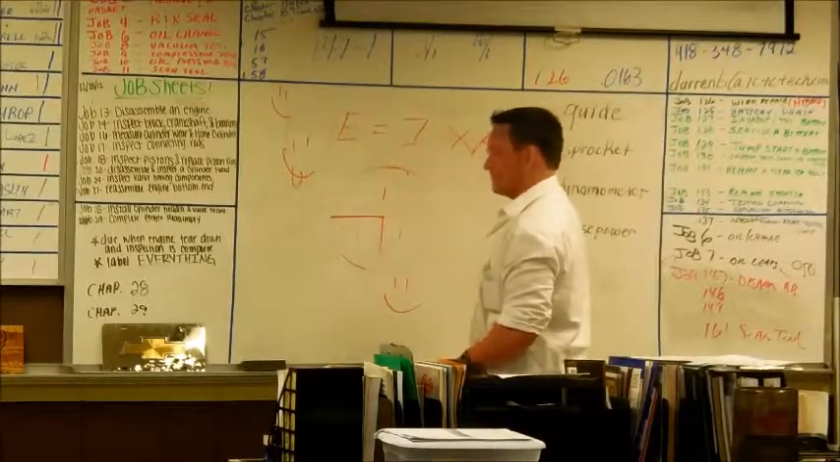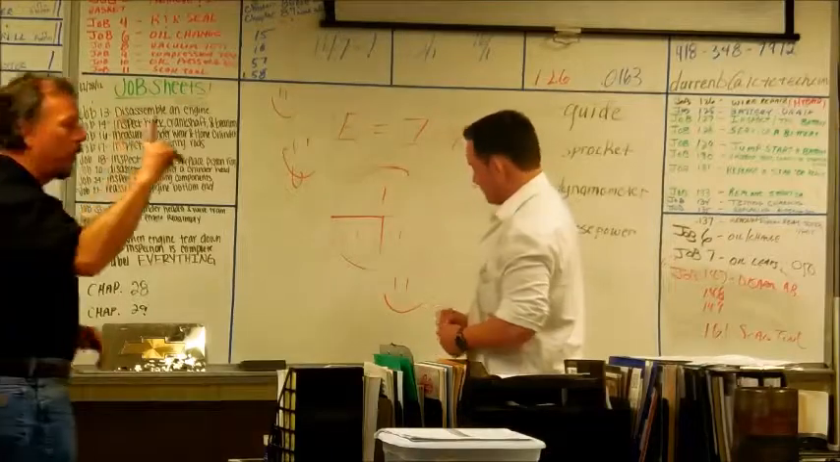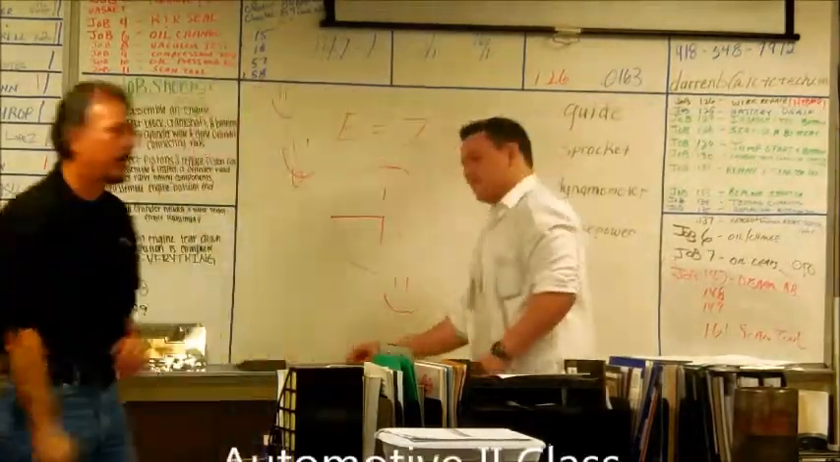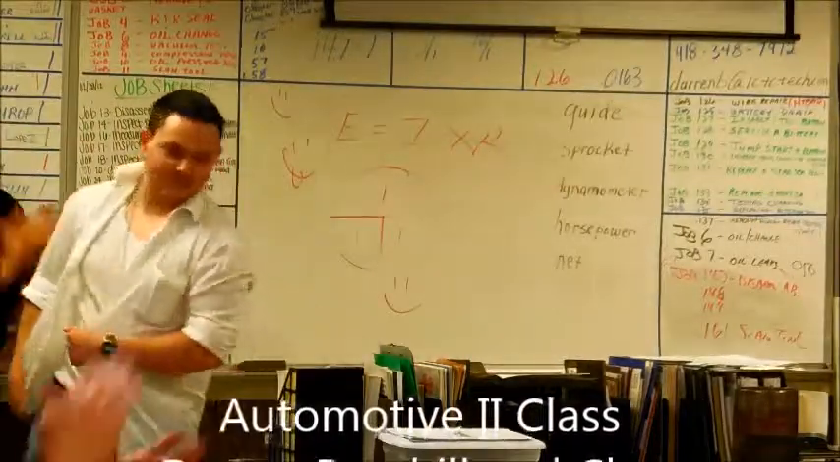Ooh, you got it wrong. Very good. Why is that? Because 1 volt takes 1 amp to 1 ohm of resistance. Good job. All right. Perfect. Thank you very much. Let's give Matthew a hand.